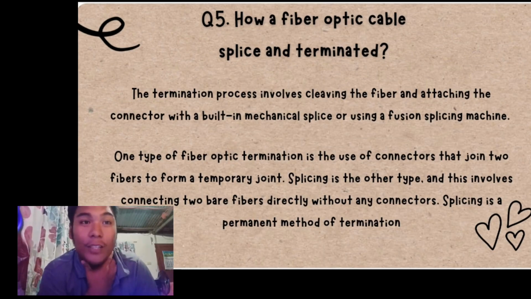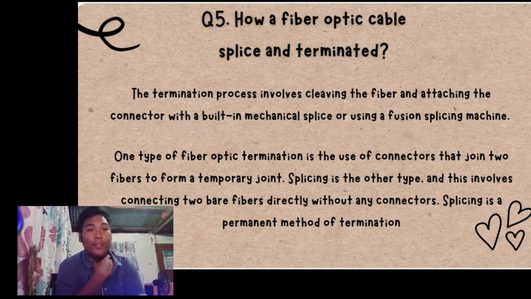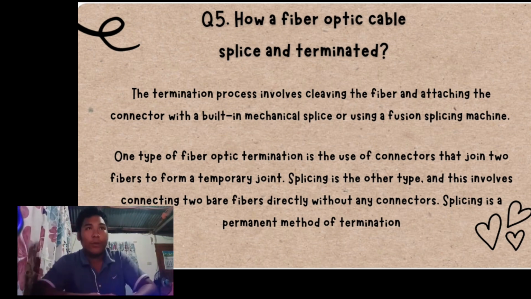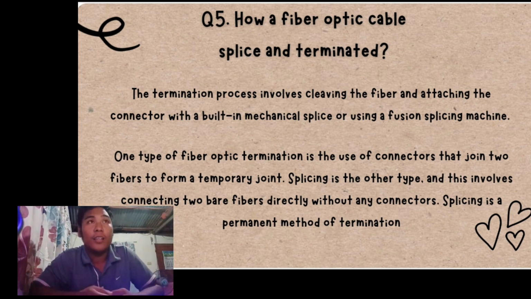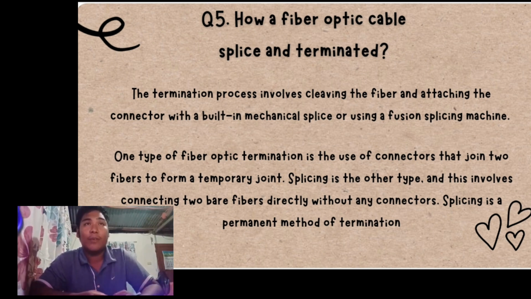Fiber optic termination is the use of connectors that join two fibers to form a temporary joint, while splicing is the other type, and this involves connecting two bare fibers directly without any connectors. So splicing is a permanent method of termination.